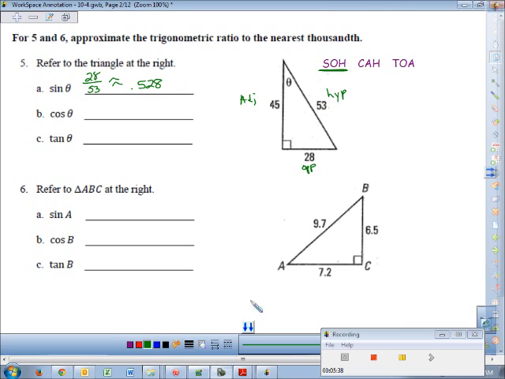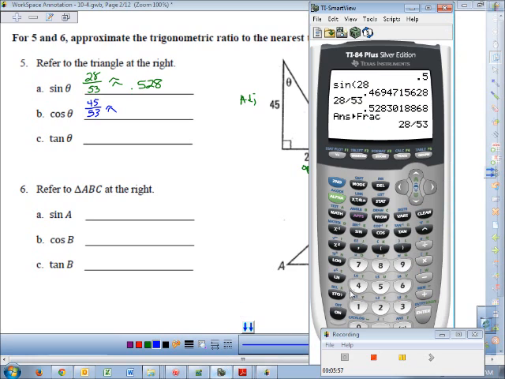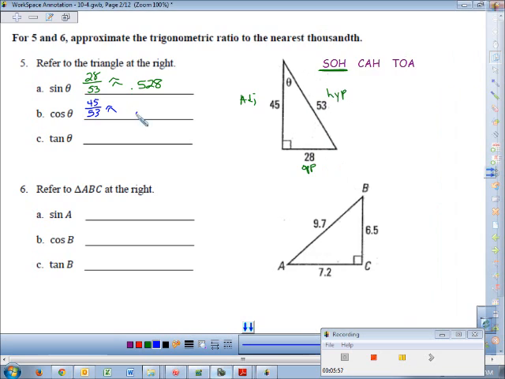Cosine of theta. Theta hasn't moved. It's adjacent over hypotenuse. What is adjacent over hypotenuse going to be? 45 over 53, which is about, we got to punch that in, 45 divided by 53. Math enter real quick just to see if that reduces. Did it reduce? So 0.849, and the tangent, opposite over adjacent.